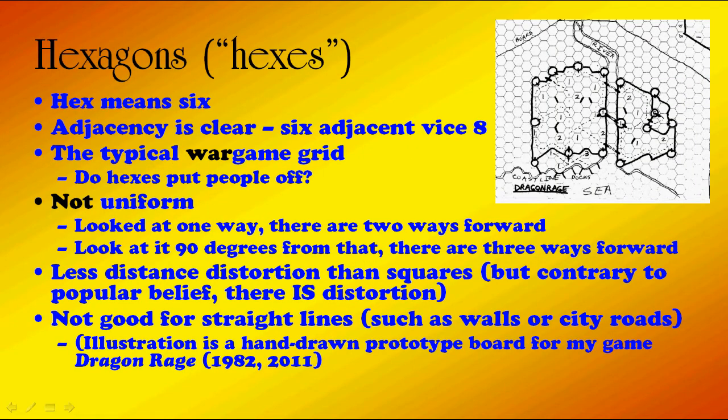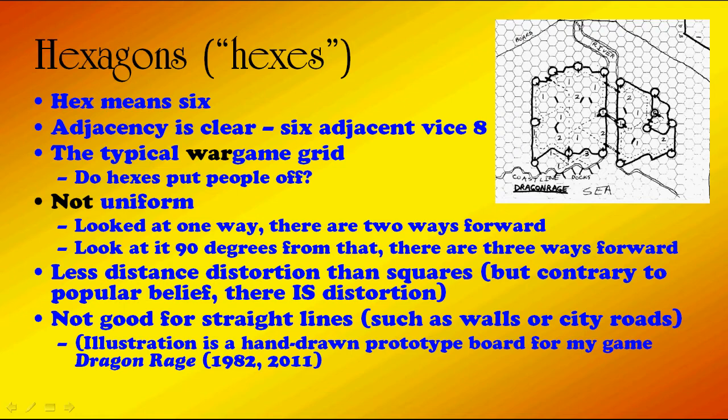Now, the other common grid form is hexagons or hexes, and hex means 6. So there are 6 hexes adjacent to every other hex, and that's quite clear as opposed to squares where you have the ambiguity of 4 and 8. This is also the typical war game grid because Charles S. Roberts adopted it for the early Avalon Hill games because it does a better job of matching reality and it's not as distorted as squares, although Tactics 2 used squares.